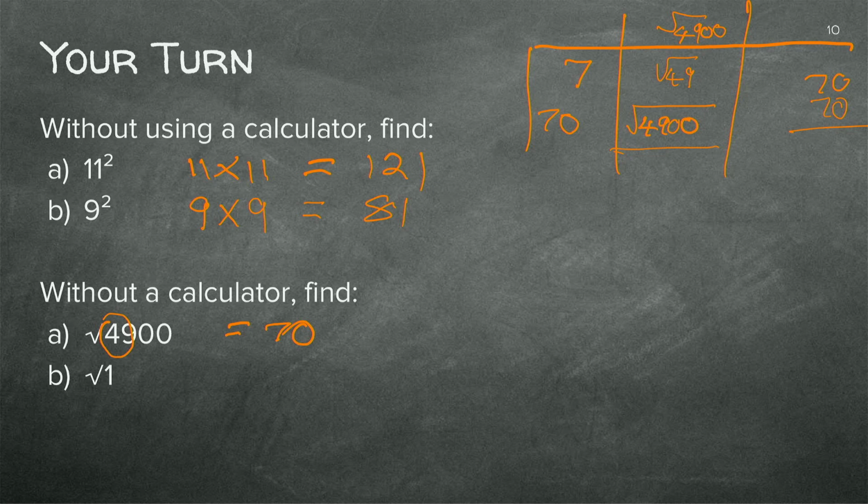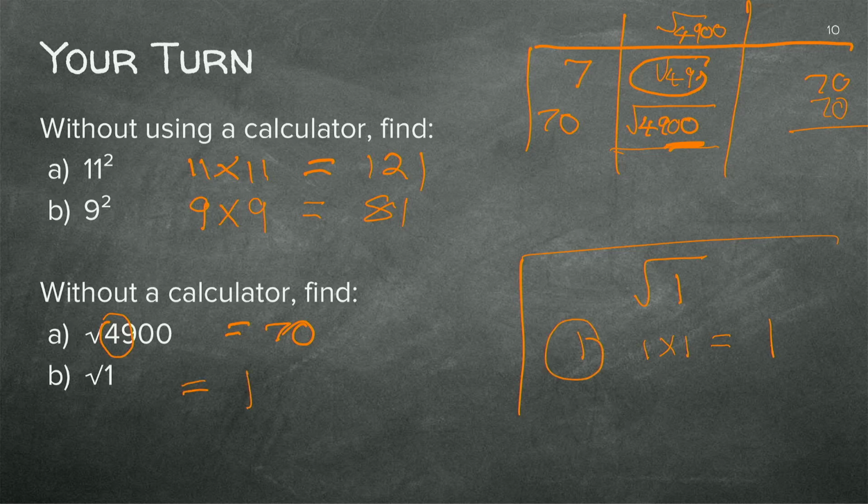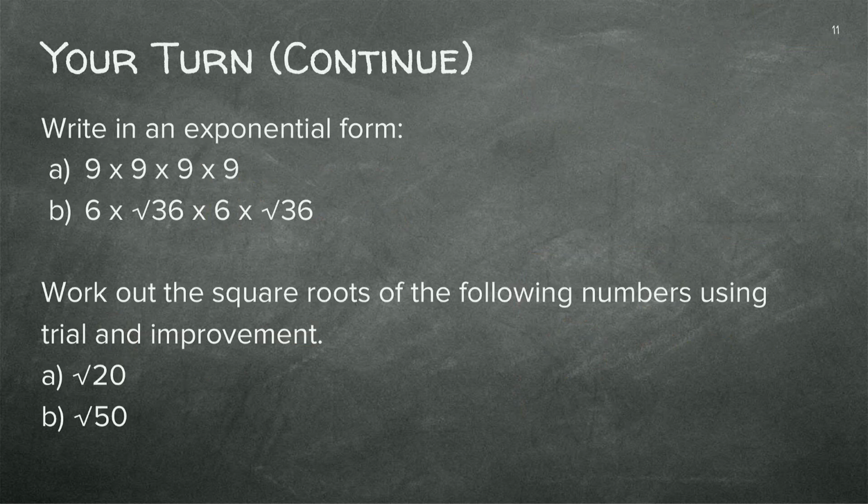So remember with zeros, we can just take them away to work easier, but then we must always remember to put them back. Now the square root of 1. Remember our little thing on the square root of 1. You know it's going to be 1 because 1 times 1 equals 1. So we know that our answer would be 1. Okay, so let's go to the next slide.